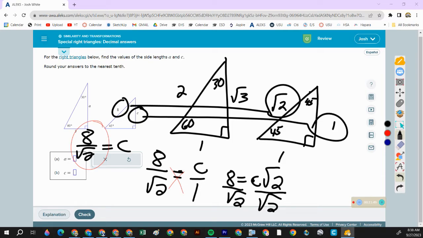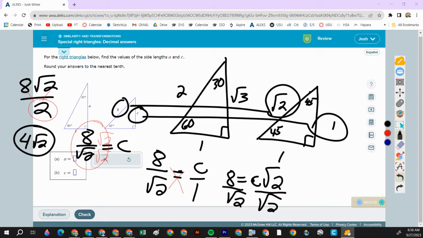What if it says give me the exact answer? That means the one with the square root in it. Then we have to rationalize. So to rationalize this, we would times by root 2, and I get 8 root 2 over 2. Can this 2 cancel either of those 2's? Only one of them. Which one will it cancel? The 8. So 4 root 2 is the answer.